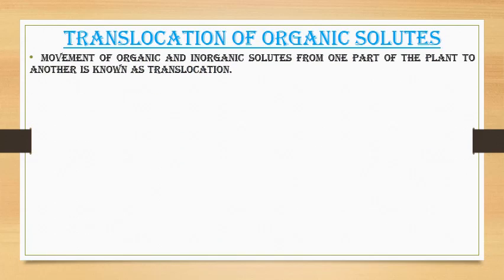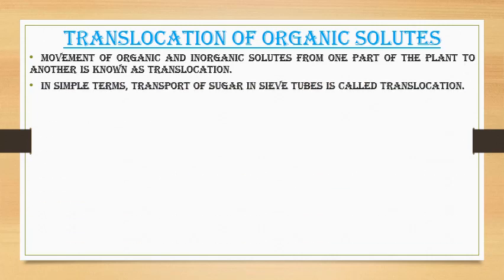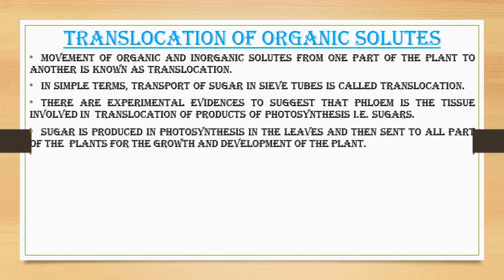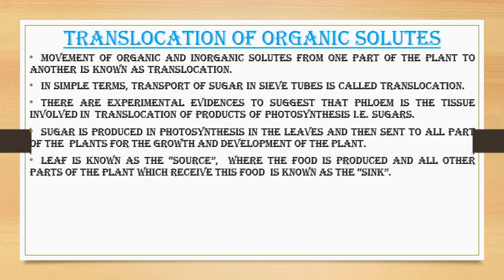Translocation of organic solutes. Movement of organic and inorganic solutes from one part of the plant to another is known as translocation. In simple terms, transport of sugar in sieve tubes is called translocation. There are experimental evidences to suggest that phloem is the tissue involved in translocation of products of photosynthesis, sugars. Sugar is produced in photosynthesis in the leaves and then sent to all parts of the plant for the growth and development of the plant.